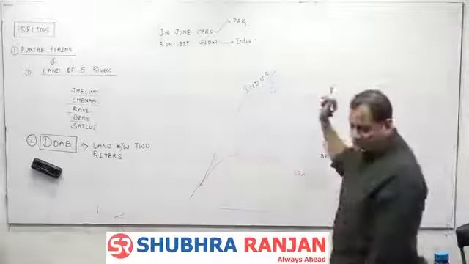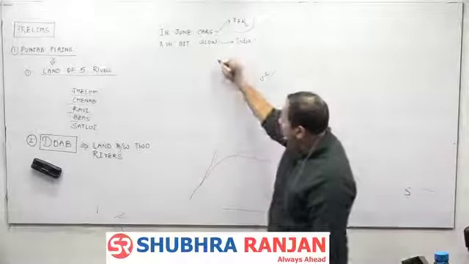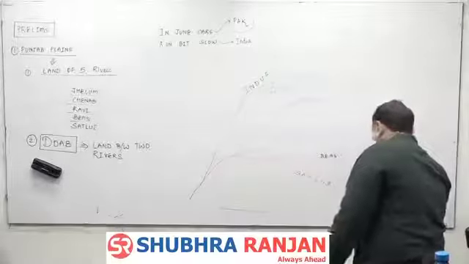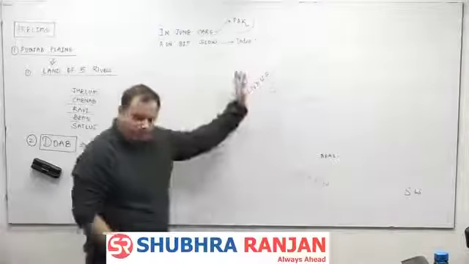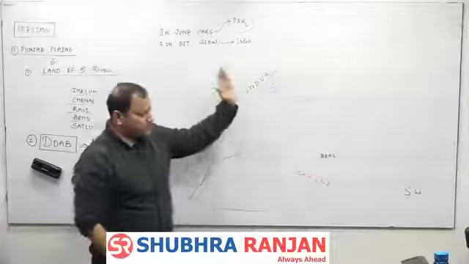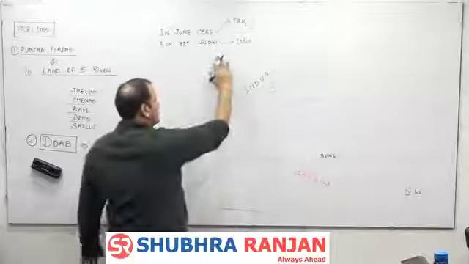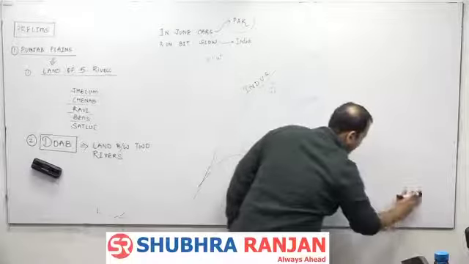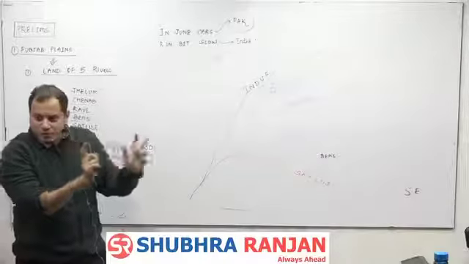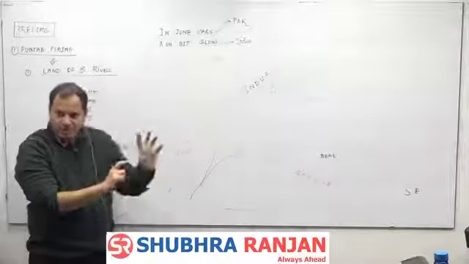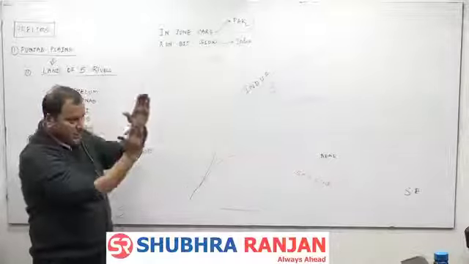Ab what are these doabs? It is very easy to remember the doabs from north to south or from northeast to southwest. Understanding? Doab is the land between two rivers. Northeast to south, sorry, northwest to southeast. So UPSC आपको कभी ईस्ट टू वेस्ट पूछता है, कभी नॉर्थ टू साउथ पूछता है. It is the same thing because the land is here.